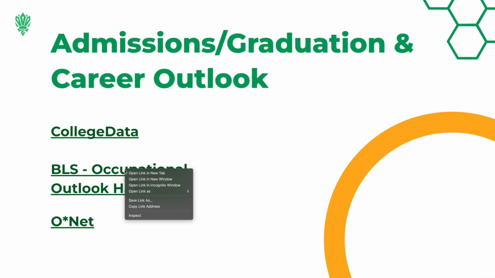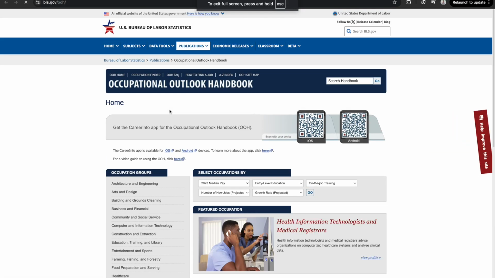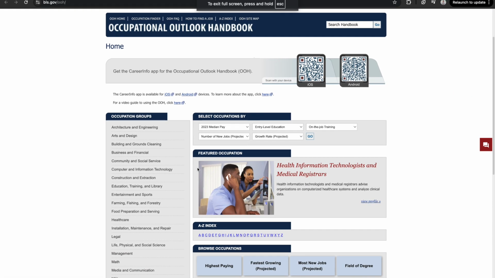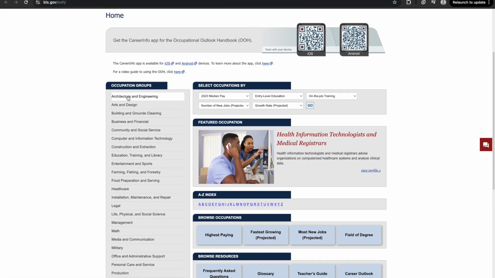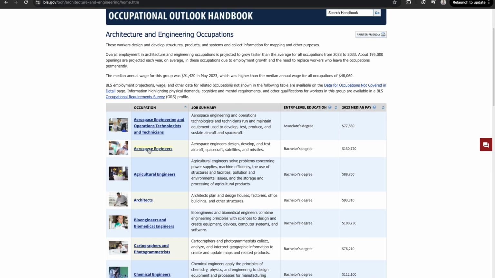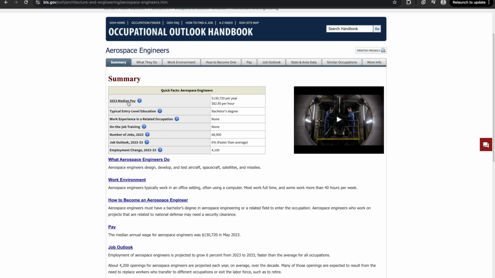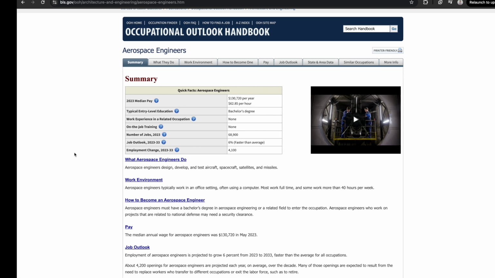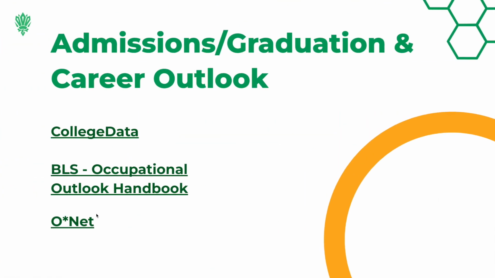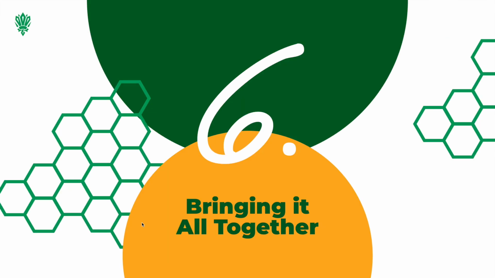The Bureau of Labor and Statistics also offers a website here. This is more so for looking at careers. So say we might be interested in architecture and engineering careers. Perhaps we can just go with an aerospace engineer. So this will give us some information about the median pay, the degrees necessary. That can help us narrow down different schools we want to look at. O*NET is another website that's very similar to this Bureau of Labor Statistics website that again just offers different ways to explore different careers.